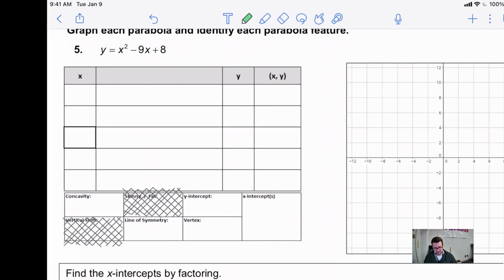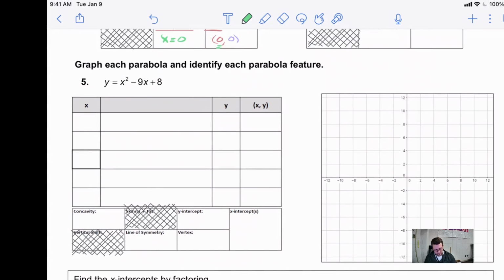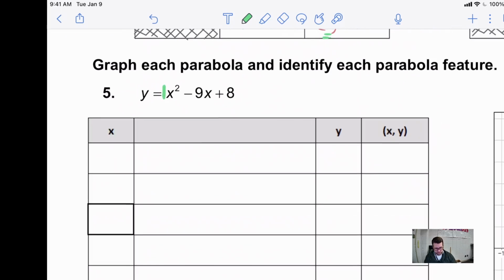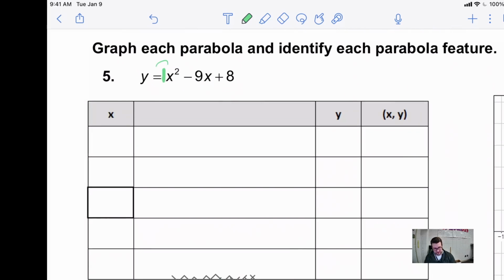So looking at this first one here, we can see our graph right away. Like I said, if you're missing any values at this point, your job should be to plug them in. So we're going to put a 1 right there just to hold that spot. Now, we're asked about concavity. Since our a value is positive, we know our graph will be concave up. Over here, we see that our c value is 8. That means our y-intercept will be 8, or we often say it as (0, 8).